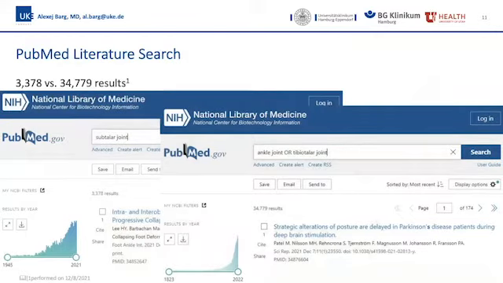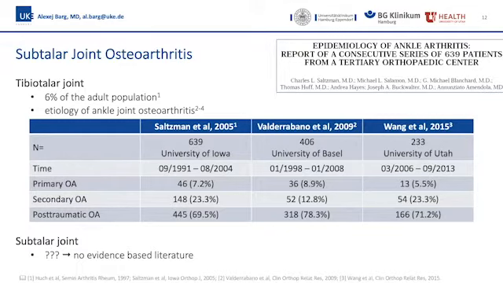How about osteoarthritis? Let's first speak about ankle osteoarthritis. We know that about 6% of the adult population have ankle osteoarthritis, more or less. And there are enough epidemiological studies addressing ankle joint osteoarthritis, including this work from Charlie Saltzman. What about the subtalar joint? There is actually so far no evidence-based literature.